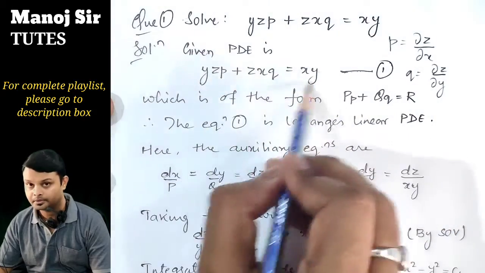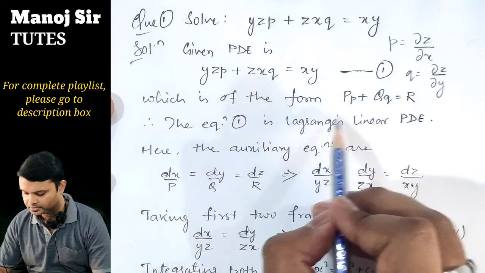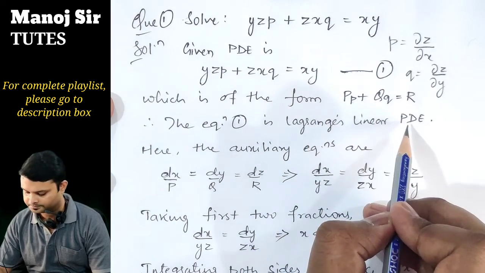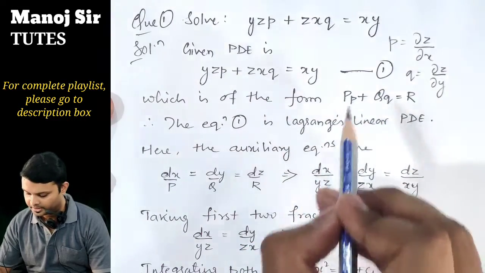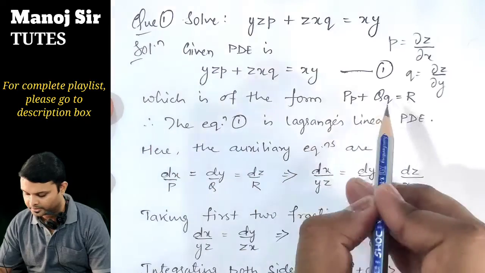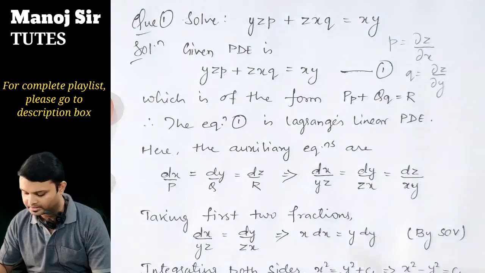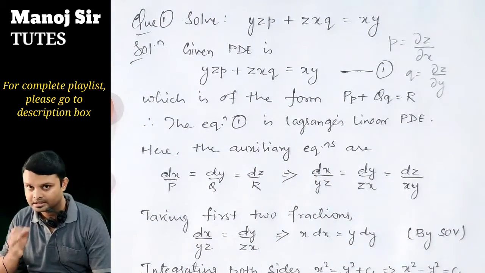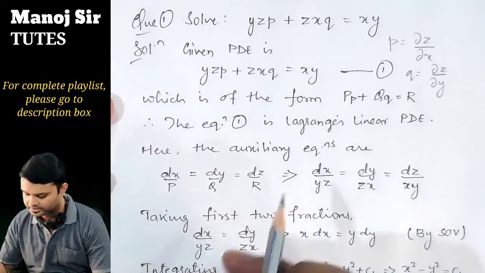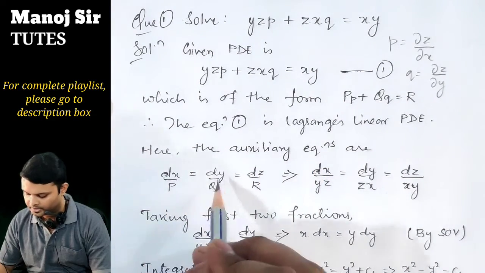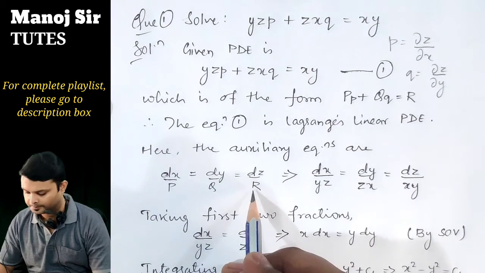Whenever you see such an equation which is of the form Pp plus Qq equals R, it is called Lagrange's linear partial differential equation. Now, since this equation is of this form, where capital P is yz, capital Q is zx and capital R is xy, we can easily find the auxiliary equations, or subsidiary equations, that is dx upon capital P equals dy upon capital Q equals dz upon capital R.